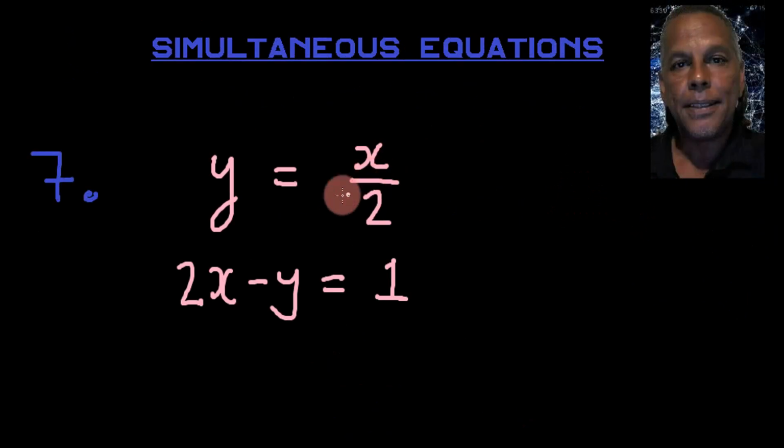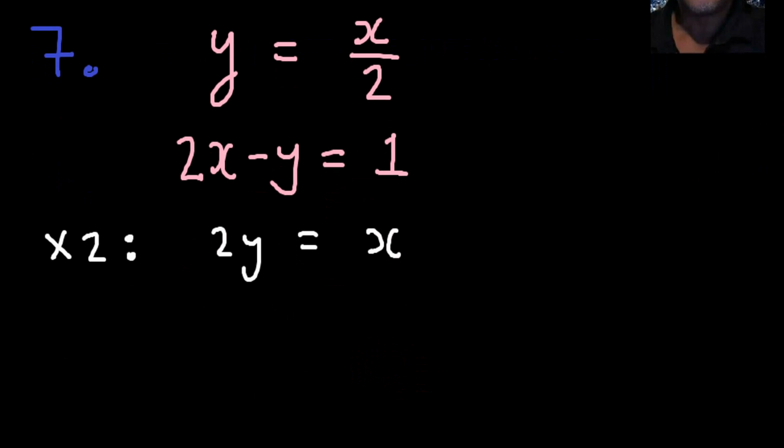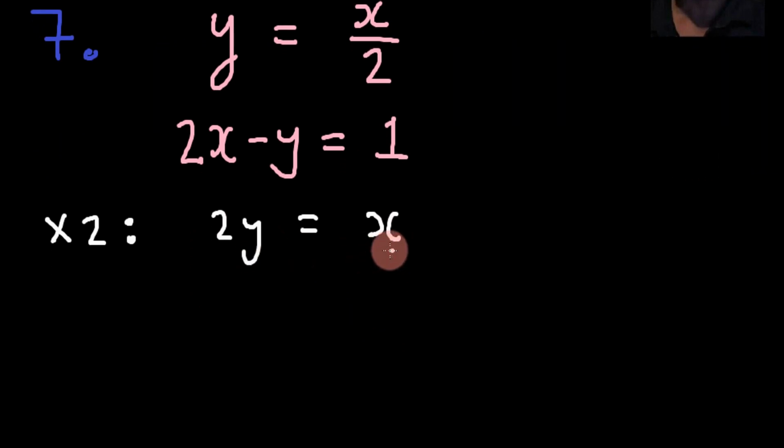We have a fraction in the first equation, and we can get rid of it by multiplying through by 2. So 2 times y is 2y equals x over 2 times 2. The 2's will cancel here, and we'll be left only with x. We want both x and y to be on the left-hand side. So we're going to bring both these to one side. So we get x minus 2y equals 0.